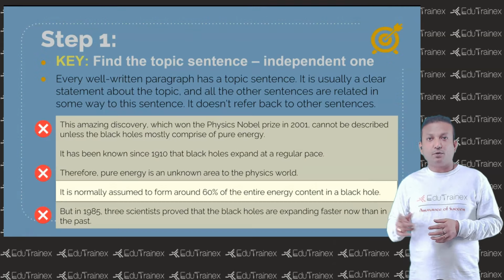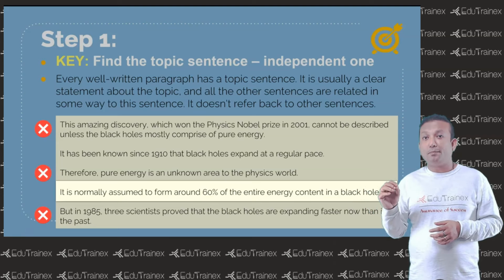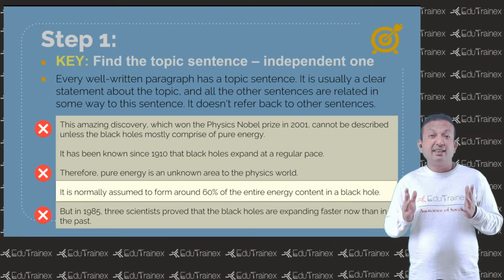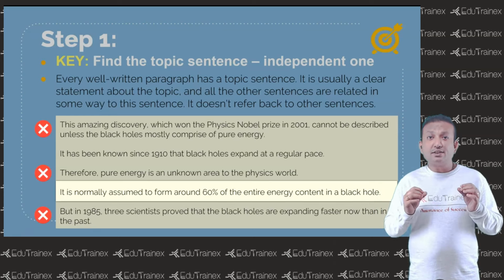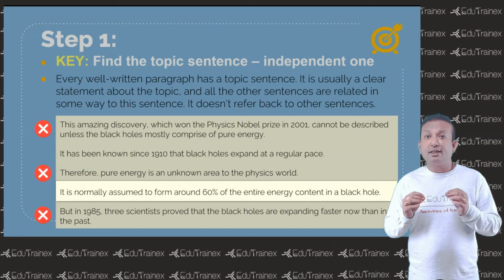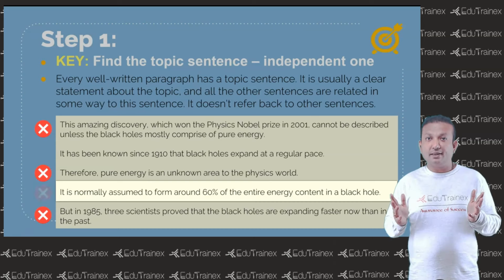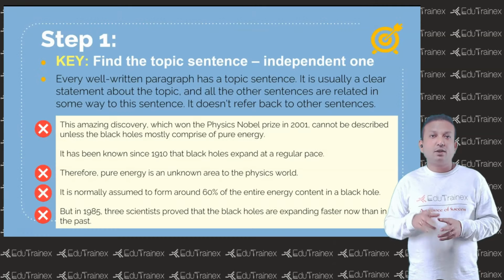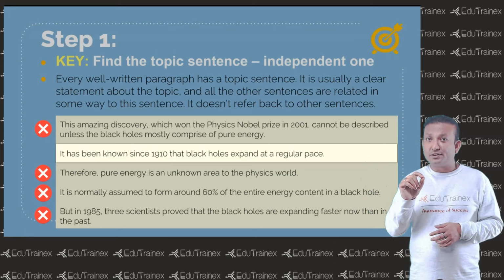Now look at the fourth one, which says "it is normally assumed to form." In this case, "it" is a pronoun and it refers to something which is assumed to form 60% of the entire energy content. So it's not independent. Cross this one out.